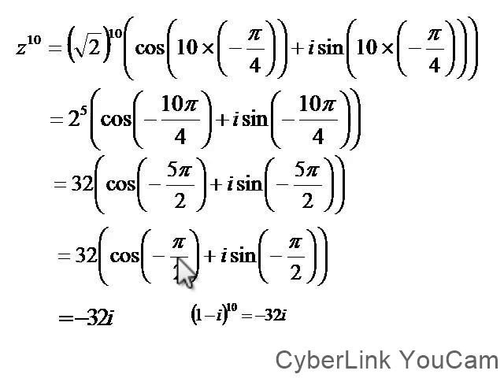So cos of minus pi by 2 comes out 0, and sine of minus pi by 2 comes out minus 1. So minus 1 into iota, that means minus iota, plus 0, that means minus iota, into 32, that means minus 32 iota. So (1 minus iota) raised to 10 is equal to minus 32 iota. So you can see that by knowing the simple formula, we can get the answer in a fraction of a second. You can apply this theorem at every stage in complex numbers. So please remember this formula.